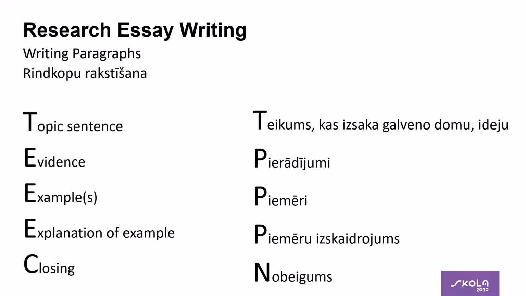We might want to use this way of looking at the structure of paragraphs. So we need a topic sentence. This is usually the first sentence. We need evidence to support whatever we're writing about, and we need examples. And we need an explanation of the example, and we need some kind of closing statement. Now, this is not always followed, but these are the possible elements. Let's look at an example.